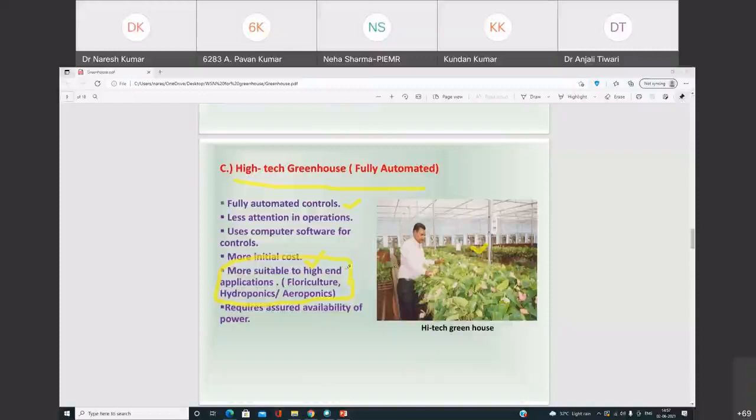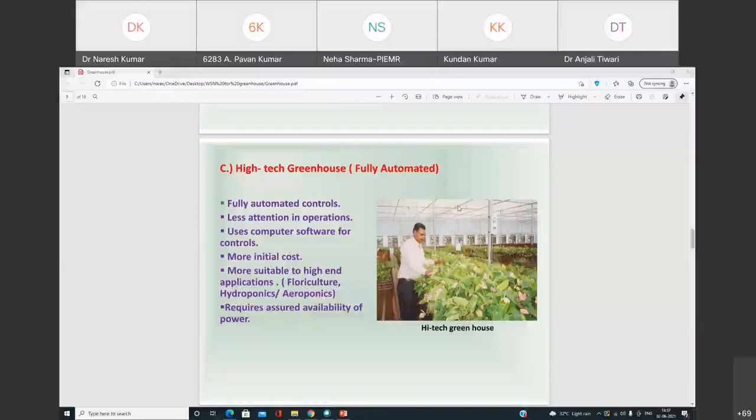So its yield or its output will depend on that, and it requires availability of power. That is one aspect, because climate control cannot be done without power. So some may require an additional source of power. Maybe solar cells can be used, or maybe a genset is required for these high tech or fully automated greenhouses. So that's why the initial cost will be high in these cases.